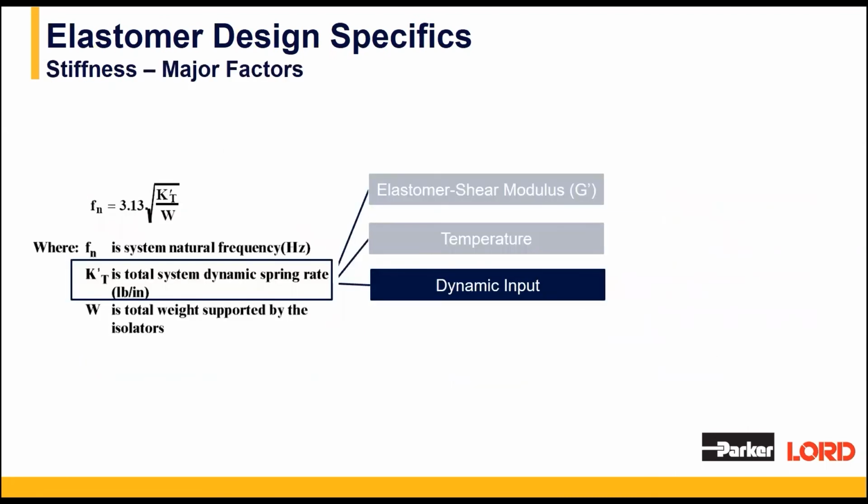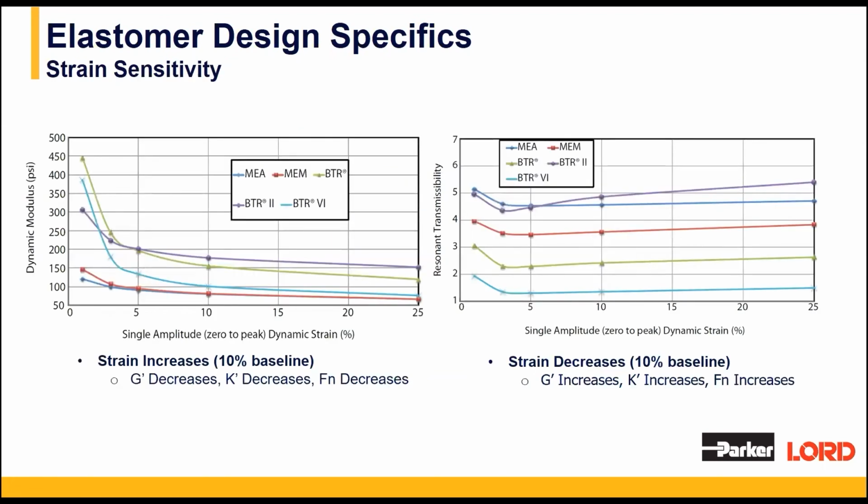And then third is the dynamic input. And this one's most critical of all the things we're going to talk about today. On the x-axis, we have the strain that an isolator is exposed to, and on the y-axis, we have the dynamic modulus, or we can equate that to the stiffness of a part. The way that we read this is, if we start at a nominal condition, so I'm going to start at 10, then head left, what we see is as we decrease the strain on a part, the part stiffens.